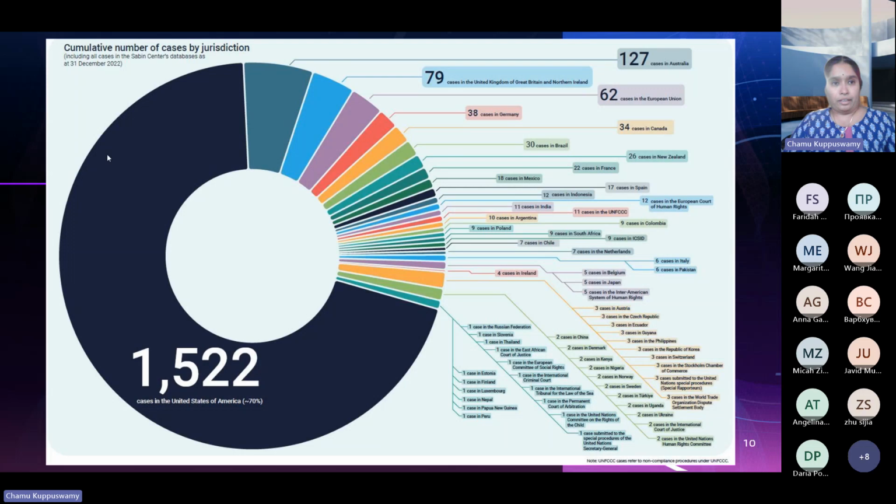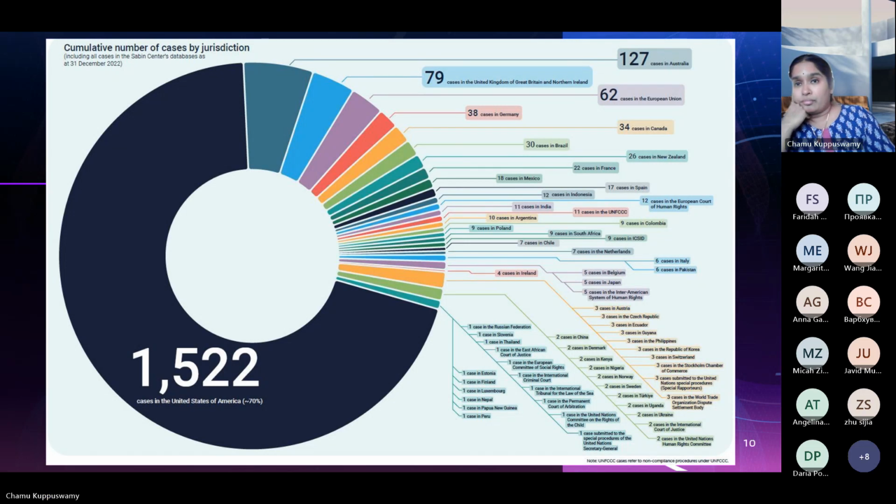So let's look at this graphic. That total number of 2000 plus cases breaks down jurisdictionally, state by state, like this. The report I was talking to you about looks at cases up until the 31st of December 2022. So 1,522 cases, about 70% of the cases, are in the United States of America. Next to it is Australia with 127, the United Kingdom with 79.